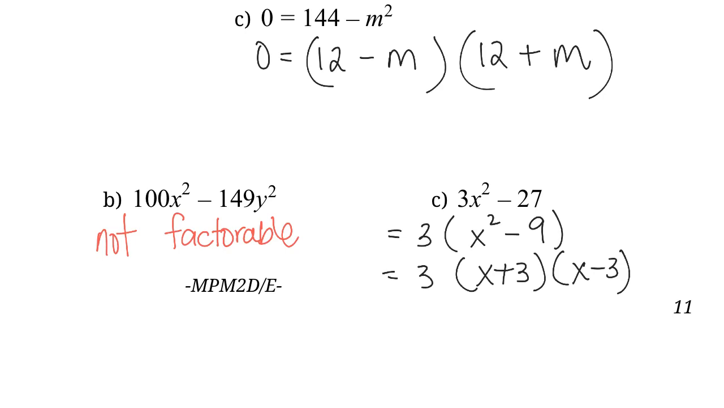With question B, this one is not factorable. So while it may look like a difference of squares question, and it does meet the majority of the criteria for difference of squares, 149 is not a perfect square number. If you try to take the square root of it, you will get a decimal answer. Now, there are no other common factors that you can pull out, and this can't be factored using any of the other methods, so this one is not factorable.